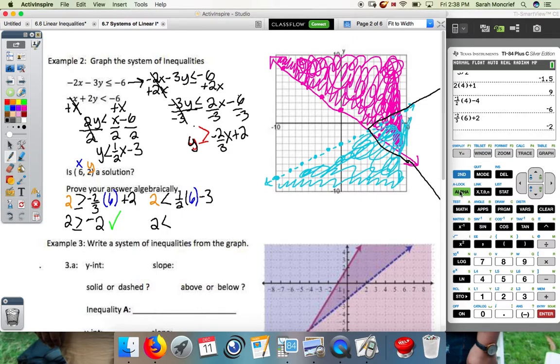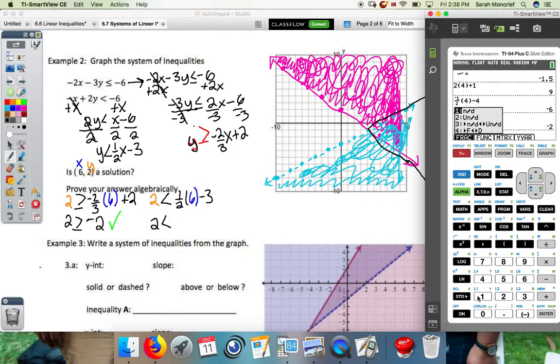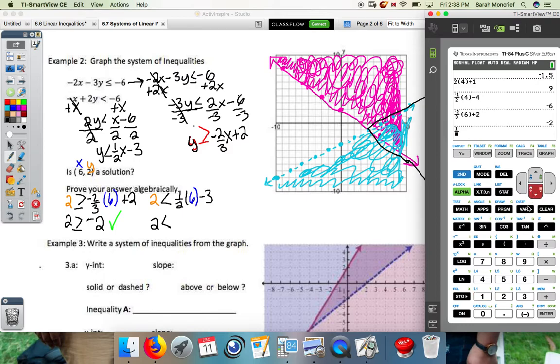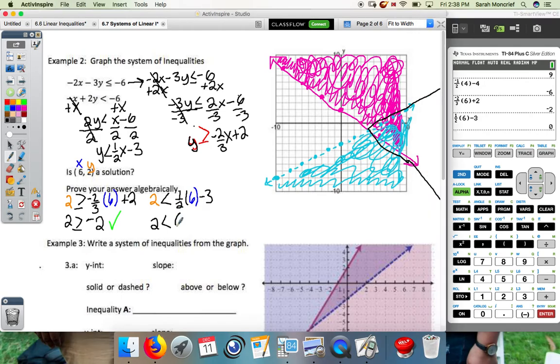So we have alpha y equals 1/2 times 6 minus 3. And what do we get? 0. So is 2 less than 0? No, so this is not a solution. So now let's go find this on our graph.